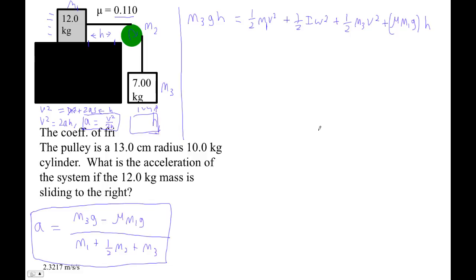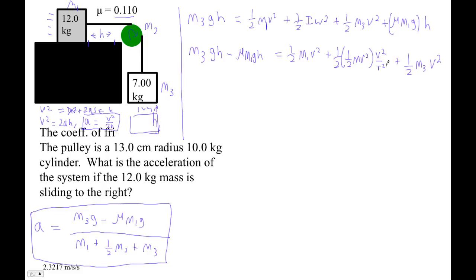Okay, so now what we want to do, I guess let's substitute for this guy. So let's go M3 GH, and then I'm going to subtract that guy. I'm going to go minus mu M1 GH equals 1/2. And the reason I did that is I want all the v squared terms on this side. M1 v squared plus, and then it's going to be 1/2, and then it's a pulley. Let's say it's a cylinder, right? So 1/2 mr squared times v squared over r squared, right? Plus 1/2.